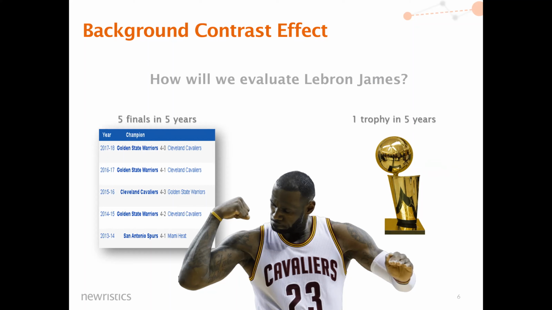But background contrast effect is a good example here, because naysayers of LeBron James could very easily use a different background and present information and data or argument in a way that makes you believe he's not as good a player, or the opposite, which is make you believe he's the best player ever. That's an everyday, timely example that actually illustrates this effect.